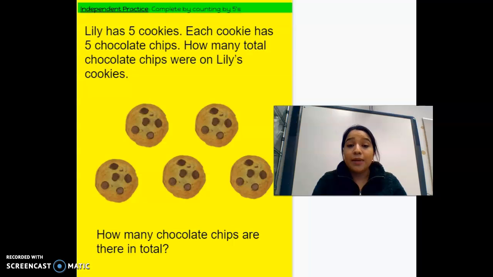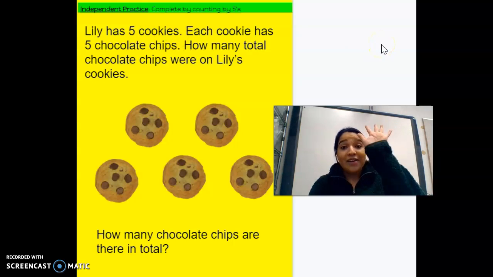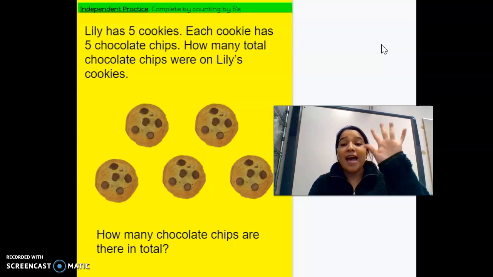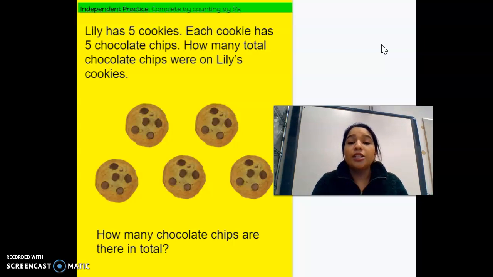Your next assignment and the last assignment for today is you are going to have a word problem. So this word problem, you have to figure out how many chocolate chips were on Lily's cookies. So let's read it together. Lily has 5 cookies. How many cookies does Lily have? 5. Awesome. She has 5 cookies. Each cookie has 5 chocolate chips. How many chocolate chips? 5. Yes. How many chocolate chips were on Lily's cookies? So how many chocolate chips are there in total?